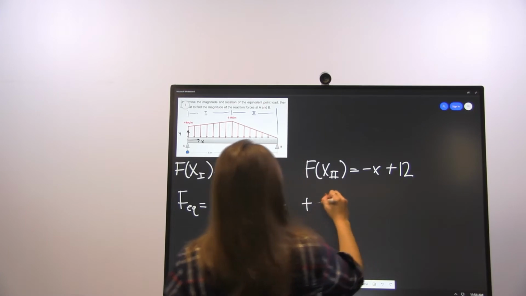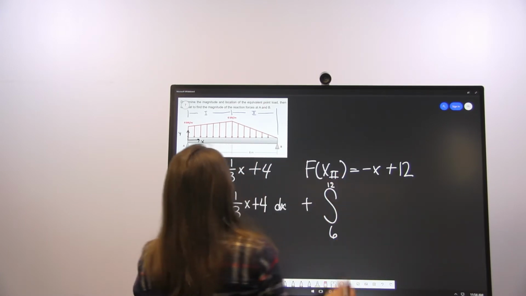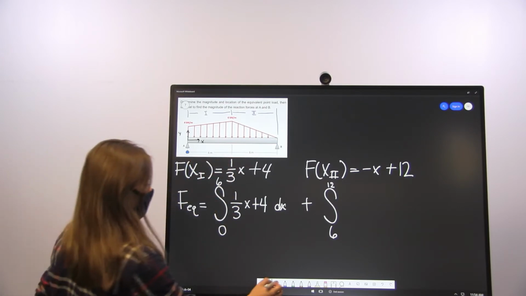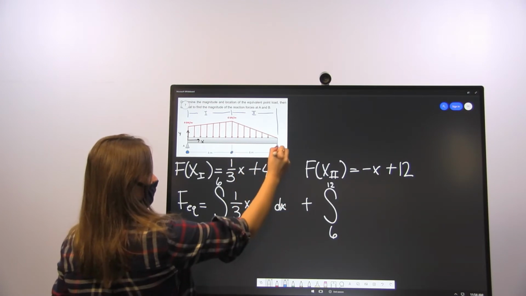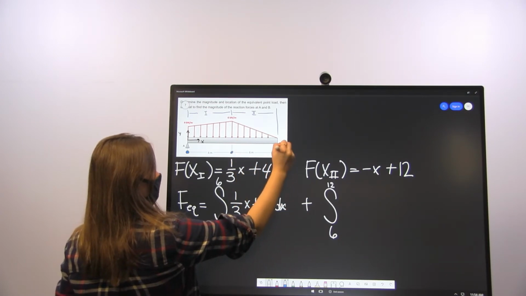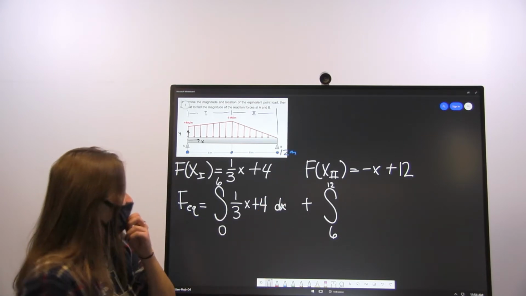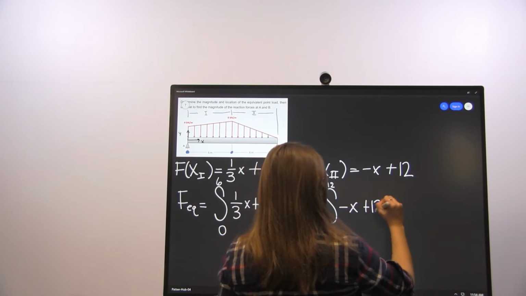plus the integral from 6 to 12. That's because this whole thing spans 12 meters. We are starting over here where it's already 6, and we're going to add another 6. So this value is going to be 12 meters from the origin point. And we're going to plug in this equation, -x plus 12 dx.